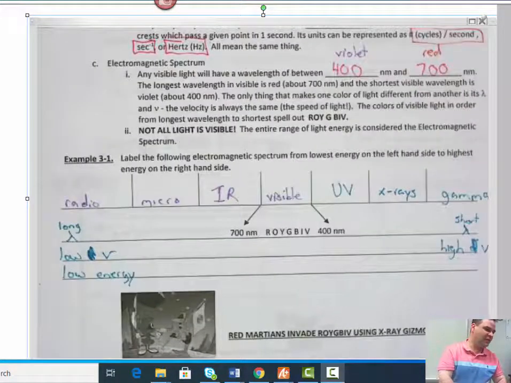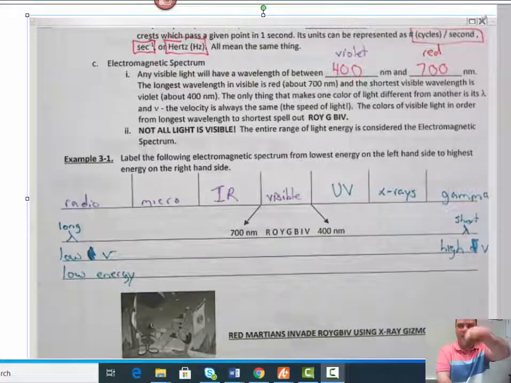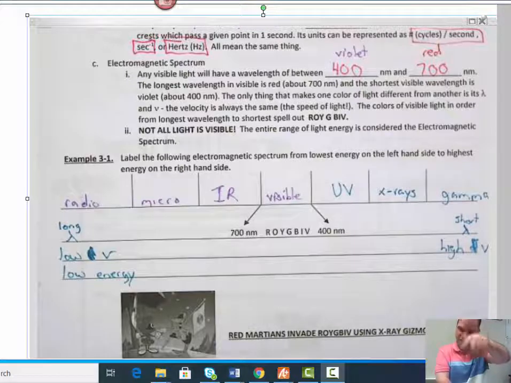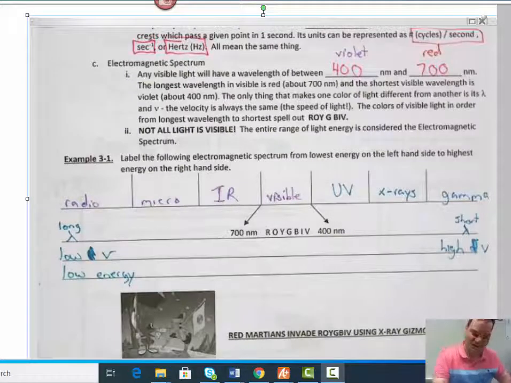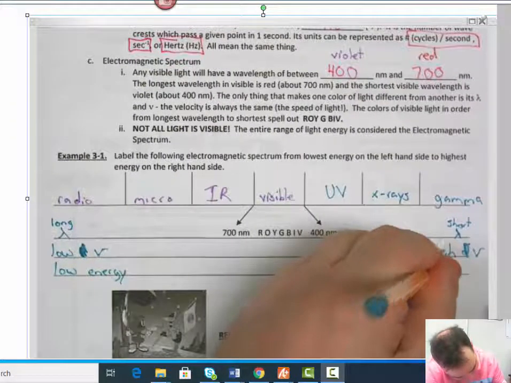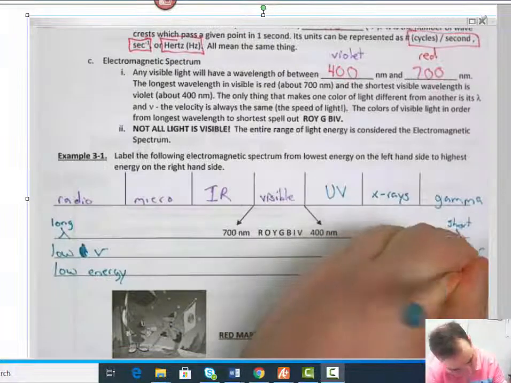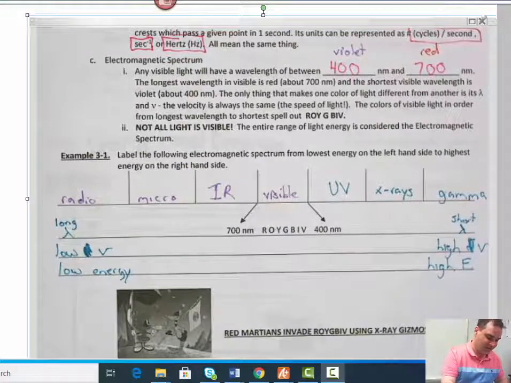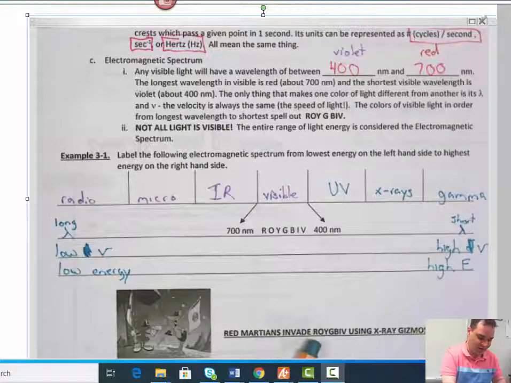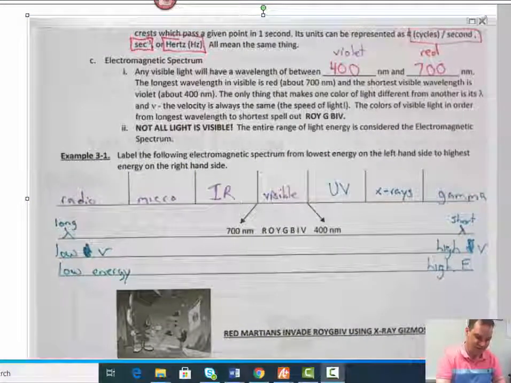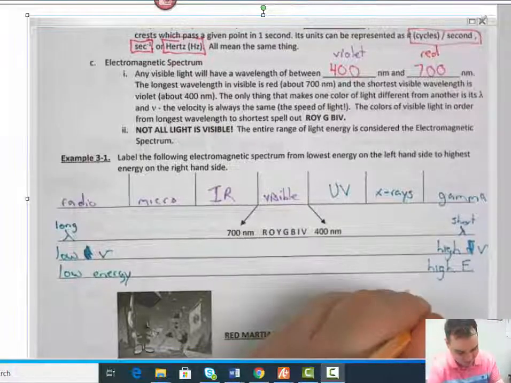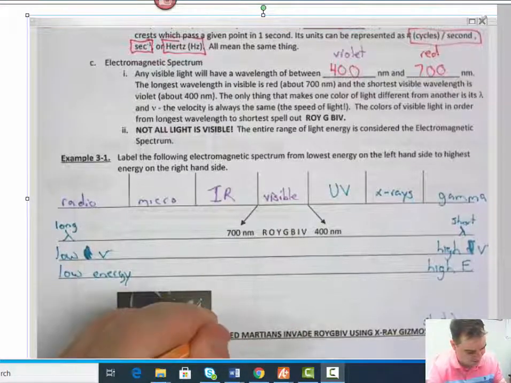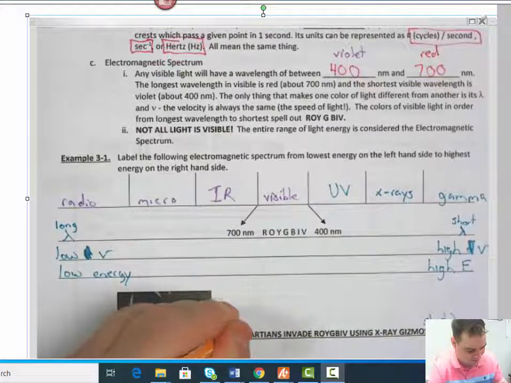As opposed to short wavelength, if you do this for a while, guess what happens? You get tired. You know why you get tired? Because it's high energy. Okay. And they have this nice little saying here: Red Martians evade Roy G. Biv using X-ray gizmos here. Remember that this is the short side over here, wavelength, and this is the long wavelength on this side.